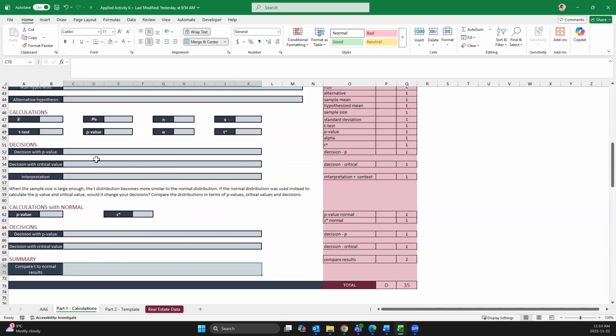Is there a different decision? How does the p-value change? How does the critical value change? Again, you need to mention all of those things to get full marks.